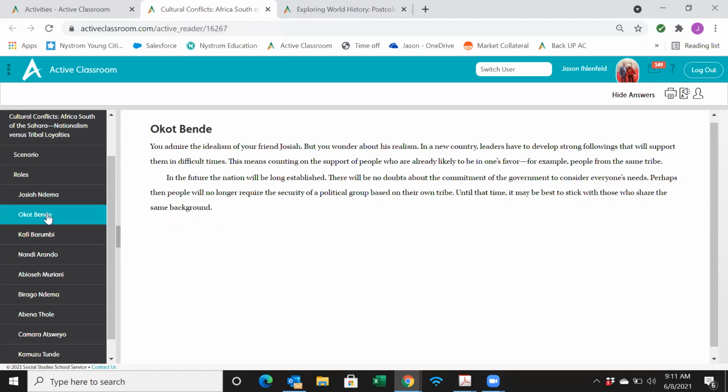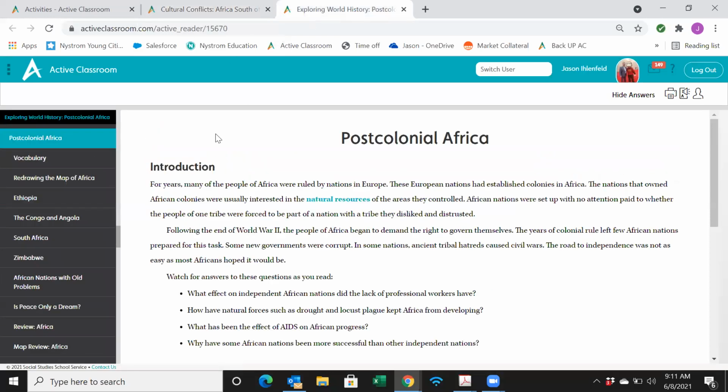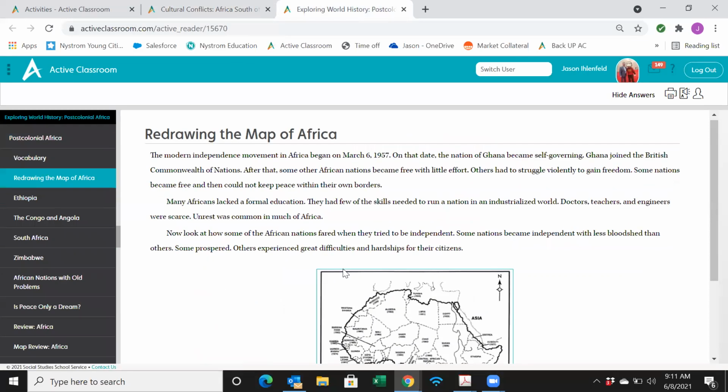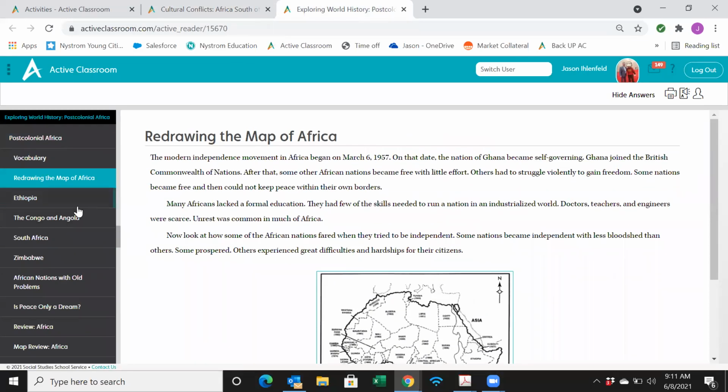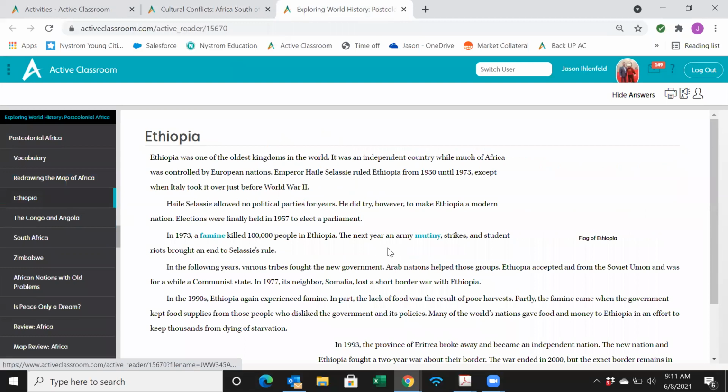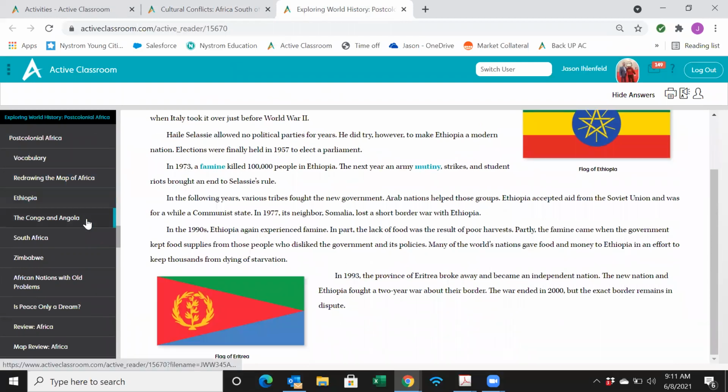I always like to pair these up with another reading. So I just grabbed this one, and Exploring World History is just a good one because it has a lot of short little readings and some map activities. They are a little bit on the lower end, but if you have kids that struggle with reading, these might be some good ones to do. But also they're just really good for short little case studies here.